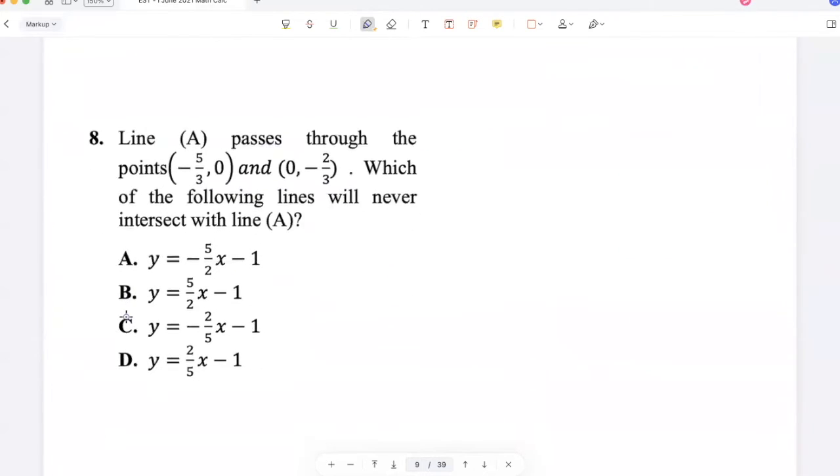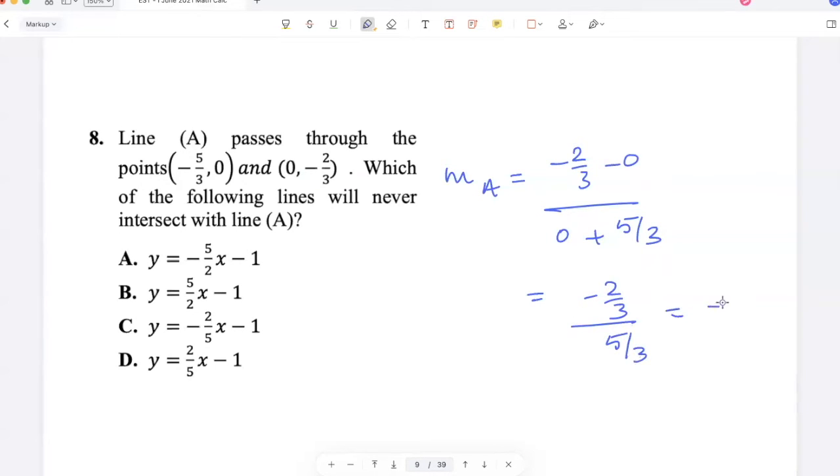Line A passes through the points this and this. Which of the following lines will never intersect with line A? Okay, so what is the slope of line A? It would be negative 2 by 3 minus 0, divided by 0 plus 5 by 3. So that's negative 2 by 3 by 5 by 3. So that's negative 2 by 5, right?